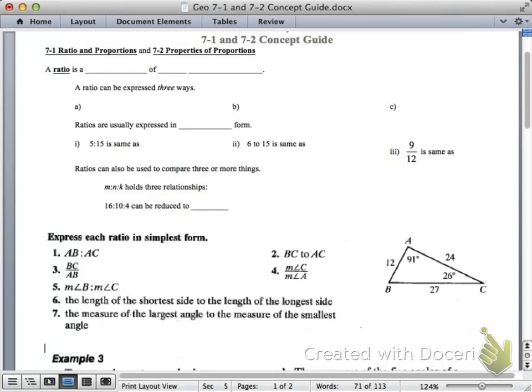Okay, welcome to Chapter 7. Chapter 7 is all about similar polygons. Before we can really talk about similar polygons, we have to do some review of some prior concepts of math that you have learned: ratios and proportions. And here we are with sections 7.1 and 7.2, where we'll do just that.